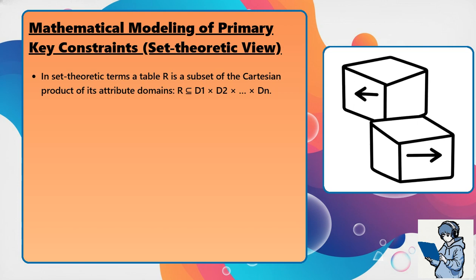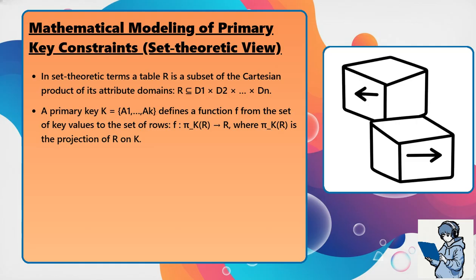In set theoretic terms, a table R is a subset of the Cartesian product of its attribute domains. R is a subset of D1 cross D2 cross Dn. A primary key K equals the set of 1 through k defines a function f from the set of key values to the set of rows. F colon pi sub K of R maps to R, where pi sub K of R is the projection of R on K. The function f must be injective.